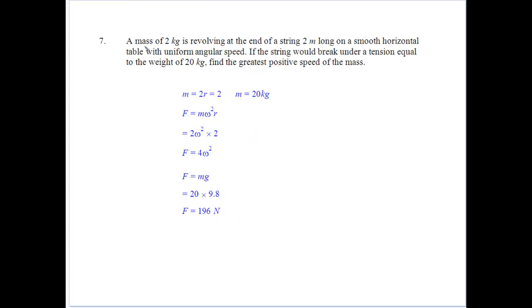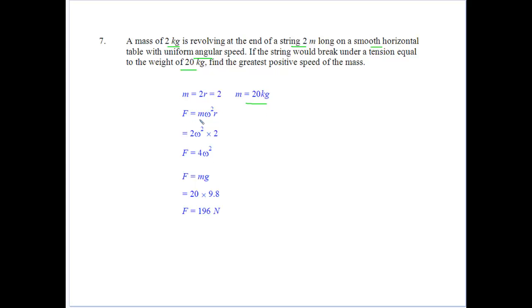And then the last question here, we've got a mass of 2 kilograms revolving at the end of a 2 meter long string on a smooth horizontal table with uniform angular speed. So the only force is acting towards the center. The string would break under a tension equal to the weight of 20 kilograms, and we need to find the greatest speed of the mass. So what does that mean? The mass equals 2, r equals 2, and we're taking a situation where it would be 20 kilograms.